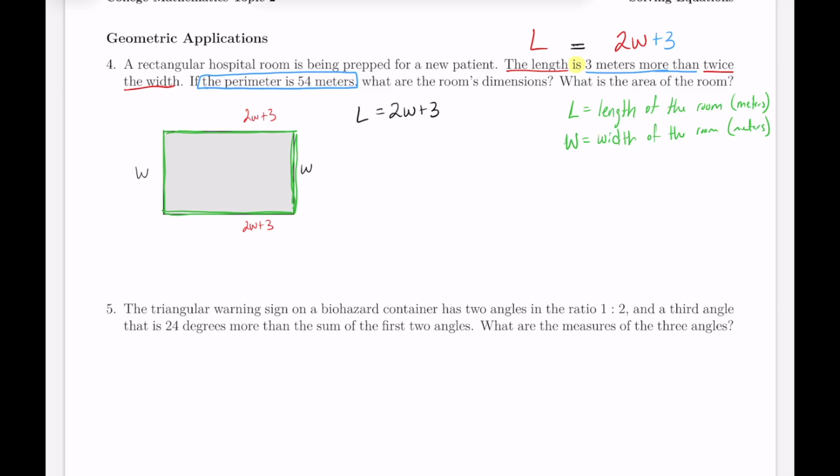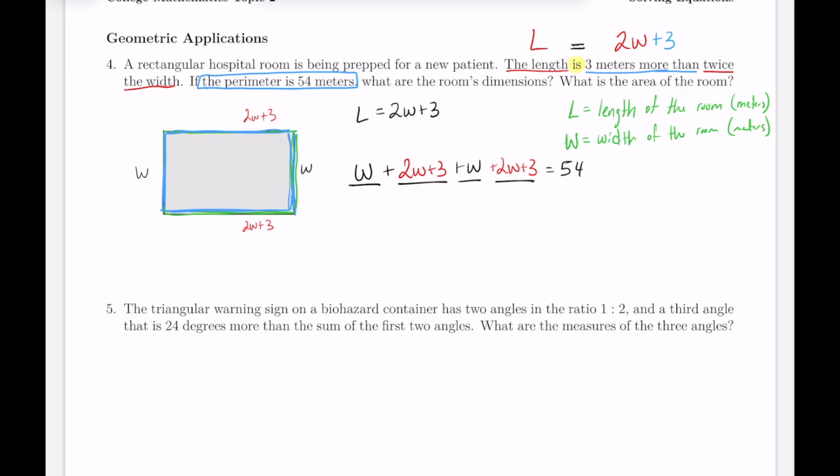The other thing we could do is just add all these up. I can add this side plus this side plus this side plus this side. I could just write those in one long equation, and then it would just be W plus 2W plus 3 plus W plus 2W plus 3. And the perimeter is 54 meters. There. Now I have all 4 side lengths of my room, and they add up to be 54.